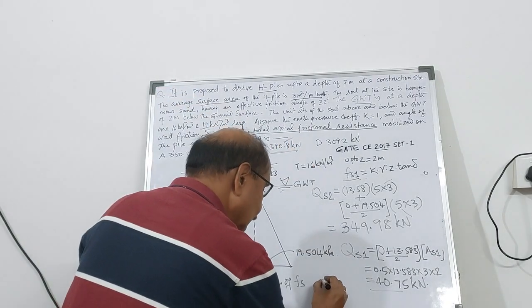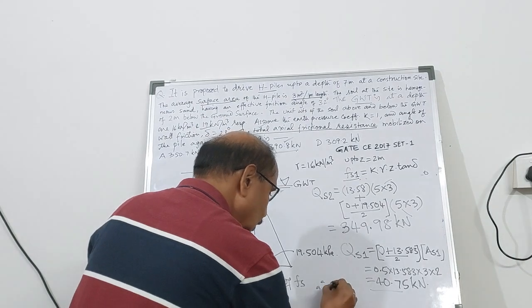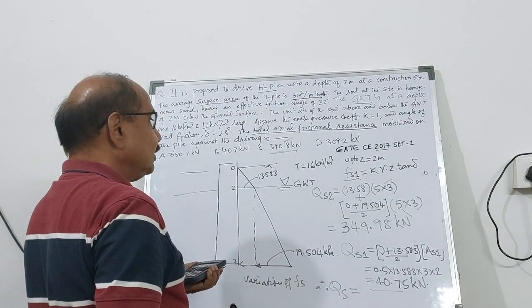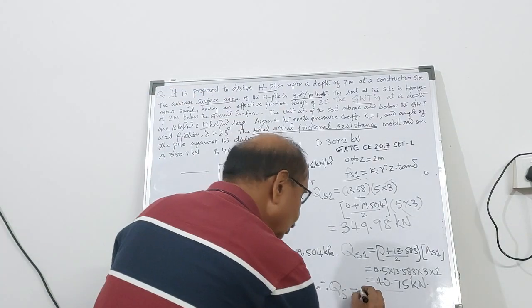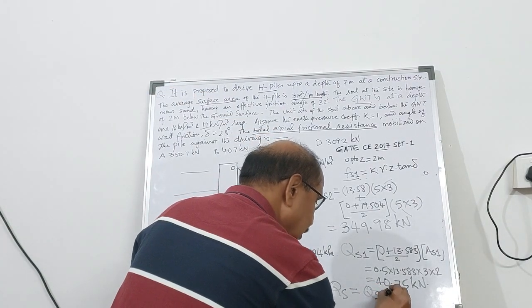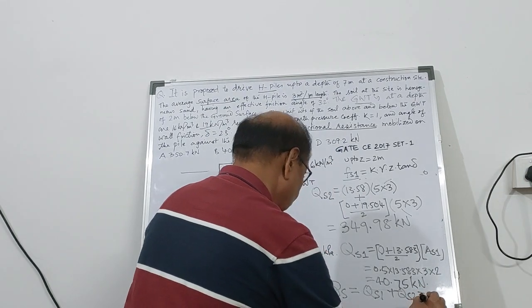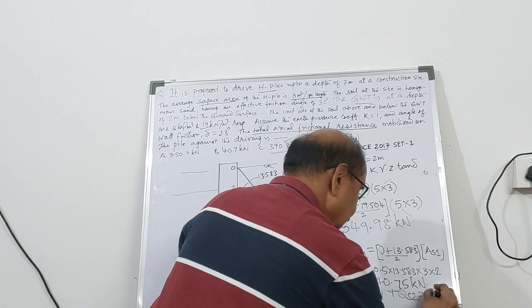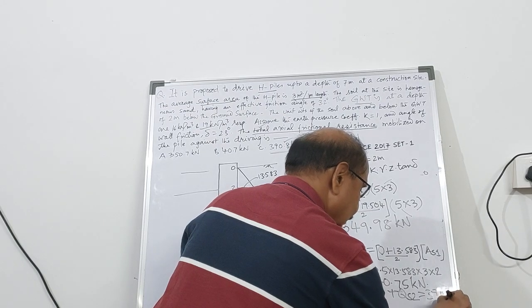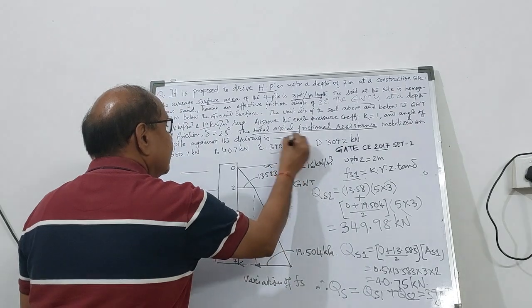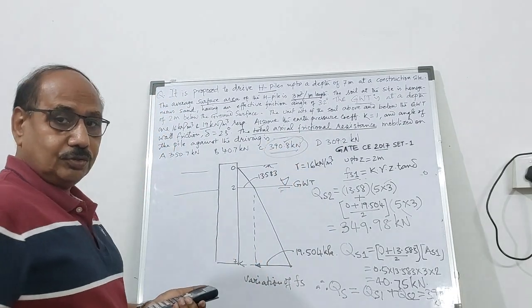So therefore, total frictional resistance is going to be QS1 plus QS2 equal to 390.73 kilonewton. So this is the right answer that you should get.